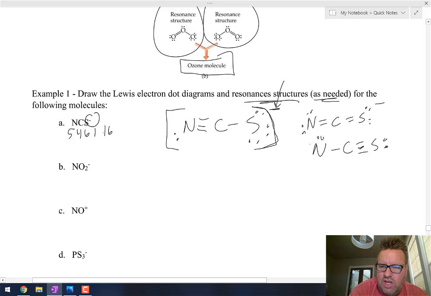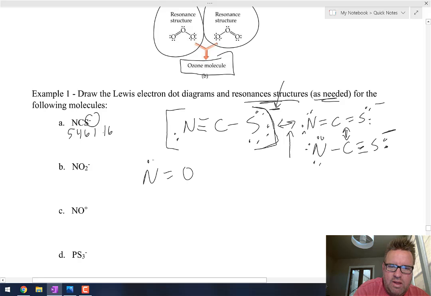Okay, and in each case, every single structure does have the 8 electrons that it needs. So NCS minus does have 3 different resonance structures. A lot of times you'll see these double arrows between them as well. Okay, NO2 minus actually looks just like ozone. It has a double bond and a single bond.